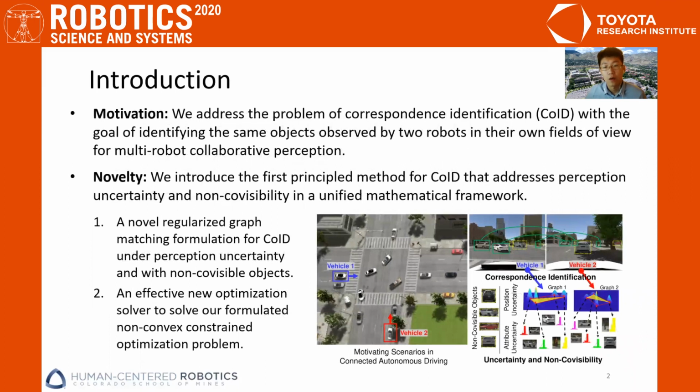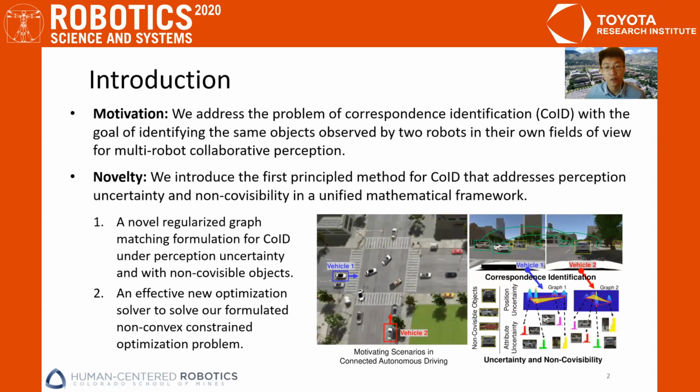In this paper, we address the problem of correspondence identification for multi-robot collaborative perception. Correspondence identification is to identify the same objects observed by two robots in their own field of view. Or we can say it is to find the correspondence of objects in different observations.